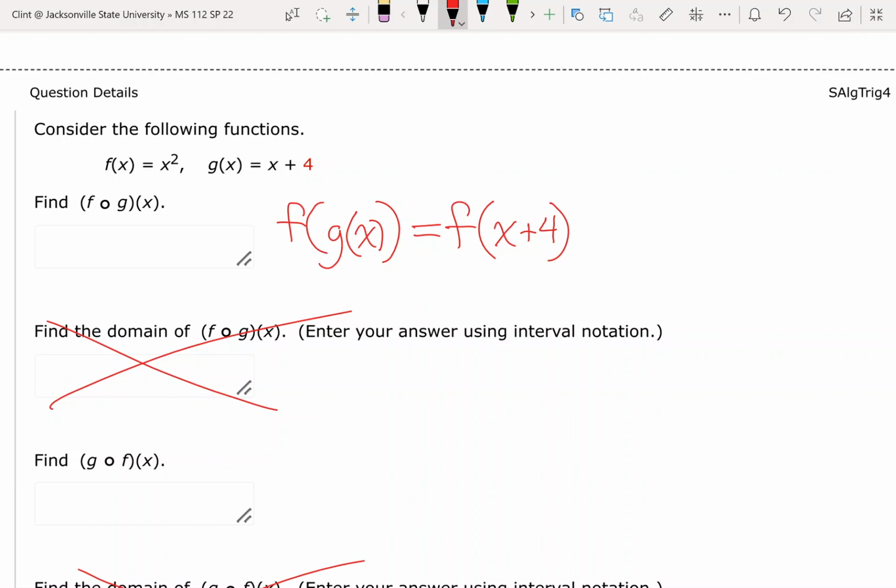And then to find f of x plus 4, we're going to plug that into f. So instead of x squared, we'll have x plus 4 squared. You don't have to worry about multiplying that out or anything. You can just leave it like that. That's fine. Is that what you asked?